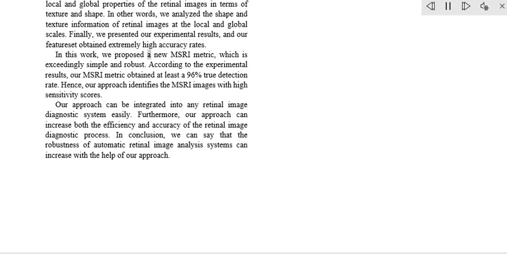In this work, we proposed a new MSRI metric, which is exceedingly simple and robust. According to the experimental results, our MSRI metric obtained at least a 96% true detection rate. Hence, our approach identifies the MSRI images with high sensitivity scores. Our approach can be integrated into any retinal image diagnostic system easily. Furthermore, our approach can increase both the efficiency and accuracy of the retinal image diagnostic process. In conclusion, we can say that the robustness of automatic retinal image analysis systems can increase with the help of our approach.